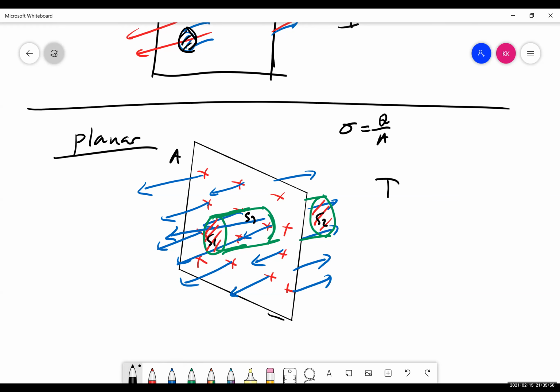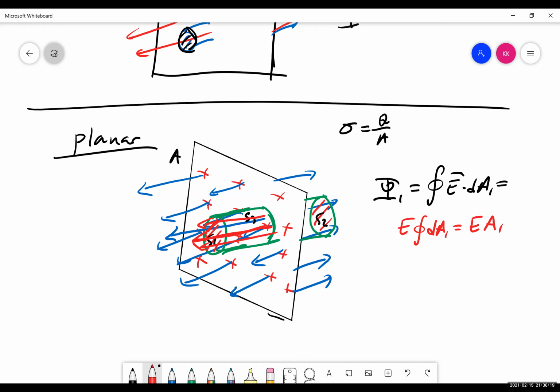So if I'm finding the flux for surface 1, it is the integral of E dot dA1. Well, the electric field coming out of this surface is the same everywhere, which means over this surface it is the same. So I can say it's E times the surface integral of dA1. So it becomes E times A1. Again, the idea here is to find the symmetry when you end up with this.